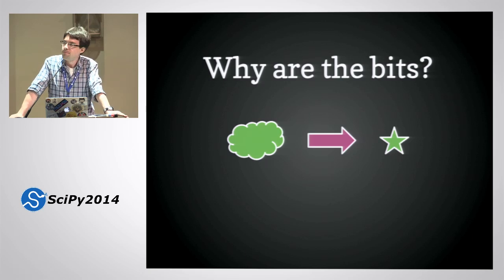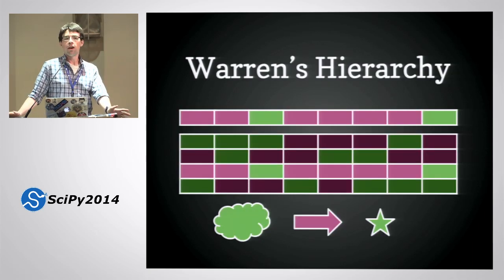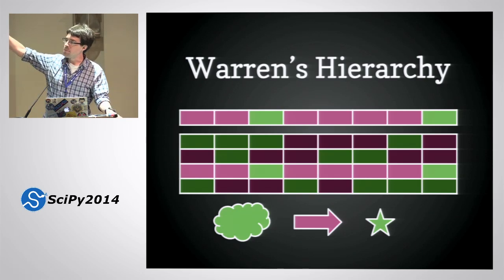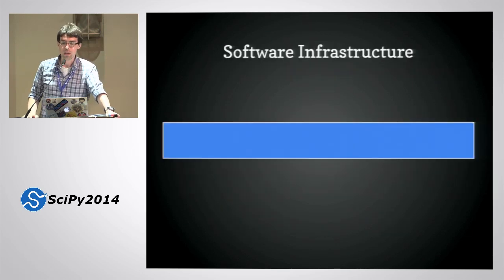Anyway. We can think about this in a hierarchy. This is what I like to call Warren's hierarchy. The idea of what are the bits, where can we find them, and then how do we apply some type of meaning to them? How do we interpret them and do something with them?